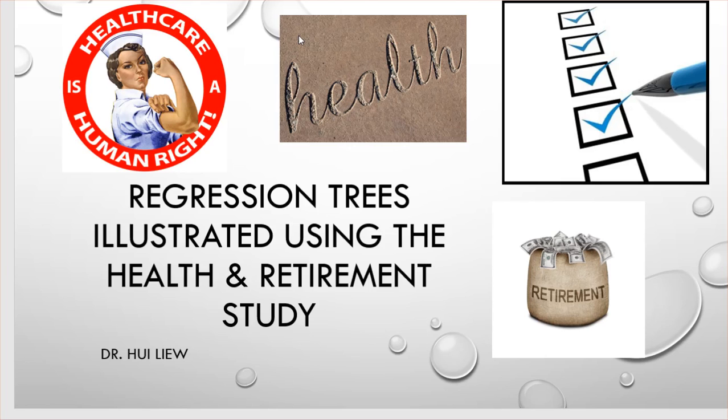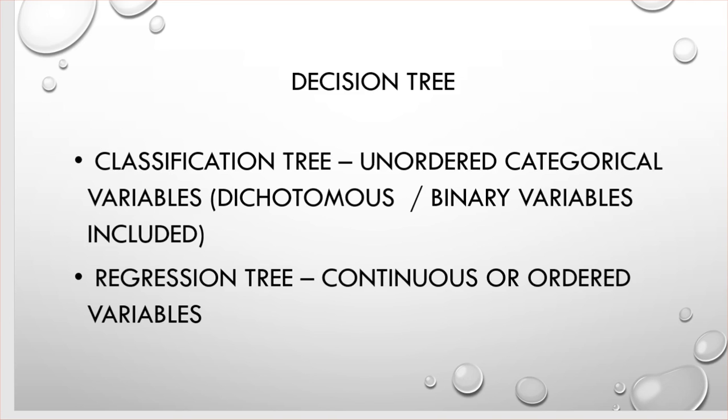This video briefly explains regression trees. There are two kinds of decision trees, and which kind to use depends on the nature of our dependent variable. We use a classification tree when our dependent variable is either unordered, categorical, or both. We also use a classification tree when our dependent variable is dichotomous or binary. We use a regression tree when our dependent variable is continuous or can be ordered in any manner.